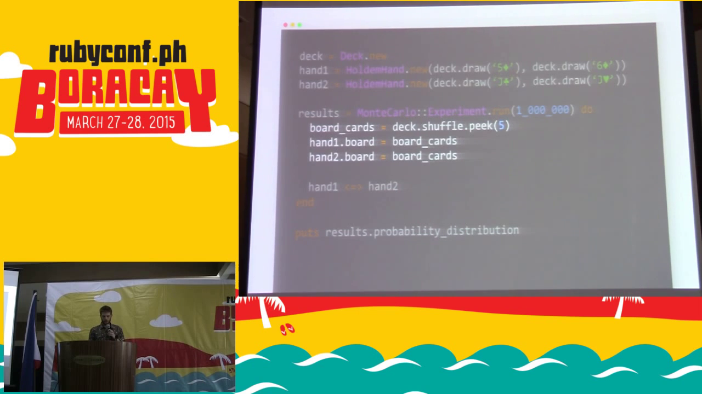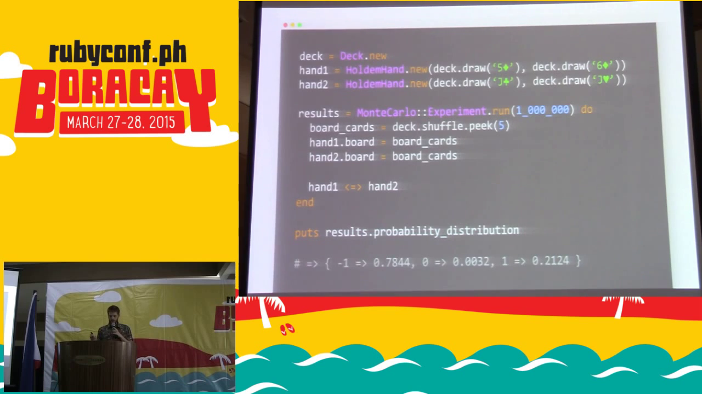And each time we're going to draw 5 cards from the deck to act as our shared community cards. And we're going to set the community cards on each of the hands, and we're going to compare the hands. So this operator will return 1 if the first hand won, -1 if the second hand won, and 0 if they tied. Now after we've done that, we're going to look at the probability distribution of the results that we got, and we see that we get pretty close to what we saw in the calculator. -1, which is the 2 jacks, won around 78% of the time. The 5-6 diamonds won around 21% of the time, and they tied a very small percent. So this works just like the calculator would.